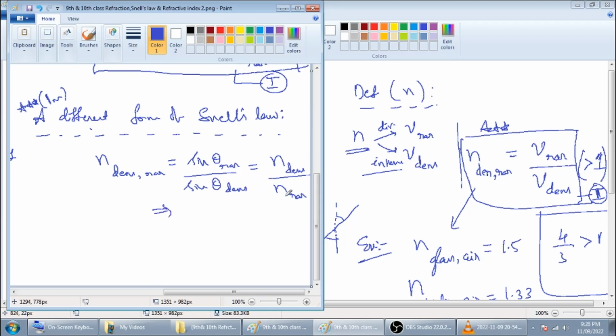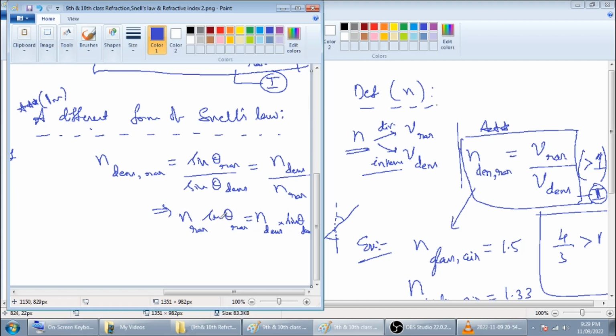Cross multiplication. So n rarer into sin theta rarer. What we are getting is the absolute refractive index of the rarer medium into sine of angle in the rarer medium is equal to n denser into sin theta denser. That's what we are getting. This simply means that when the light ray is passing from rarer into denser medium, in the rarer medium the angle made by the light ray with the normal is theta rarer. So in the rarer medium the absolute refractive index is n rarer.